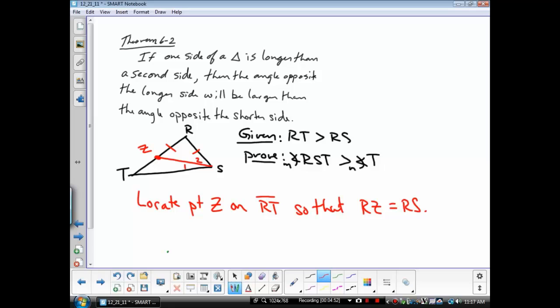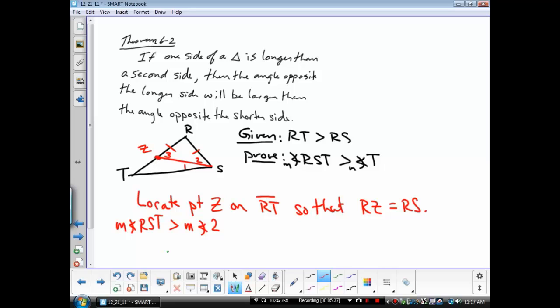We're going to call this other angle that's equal to angle 2, because they're base angles in an isosceles triangle, angle 3. So first off, I know that angle RST is greater than angle 2. Why do I know that angle RST is greater than angle 2? Exactly. That's the last property of inequality, isn't it? Because RST is equal to the sum of angle 2 and angle 1. Angle RST has to be larger than either of those angles singly.